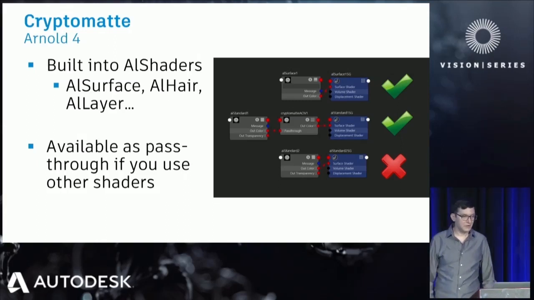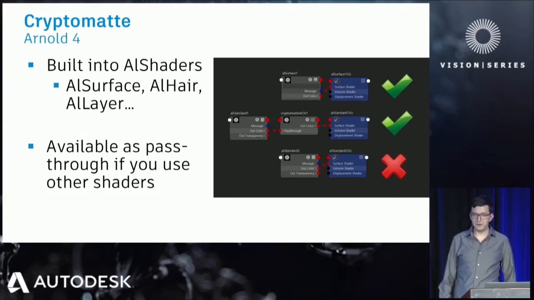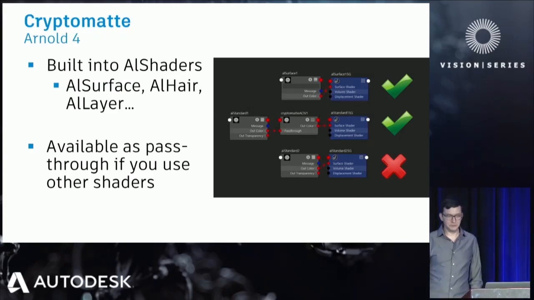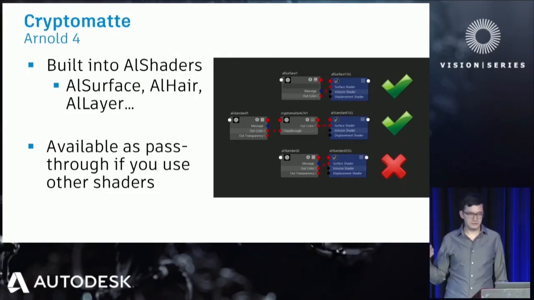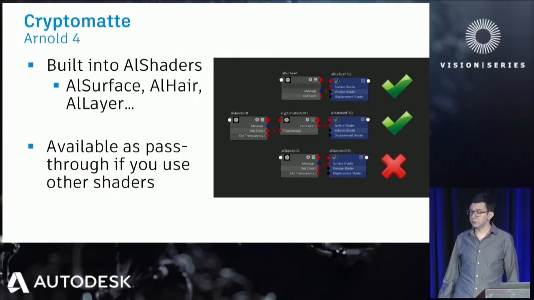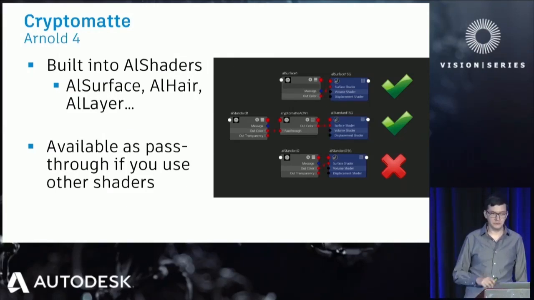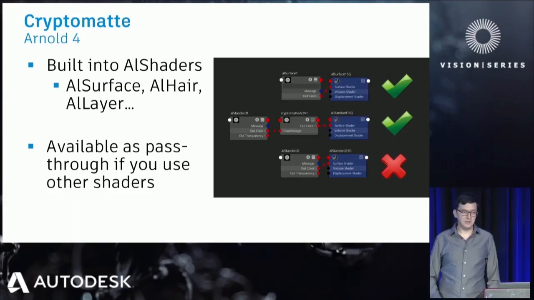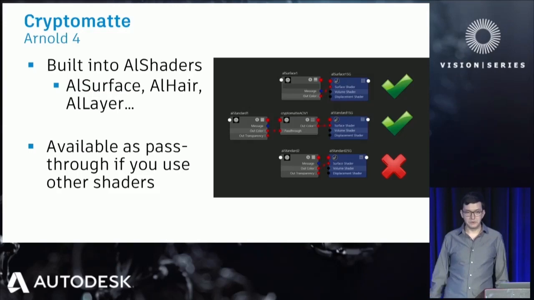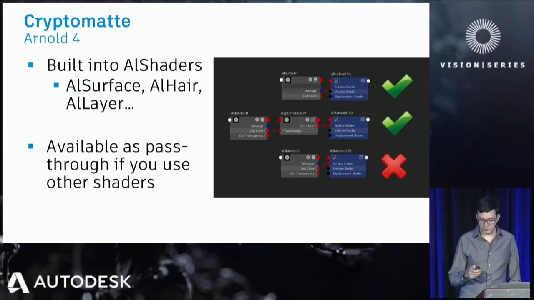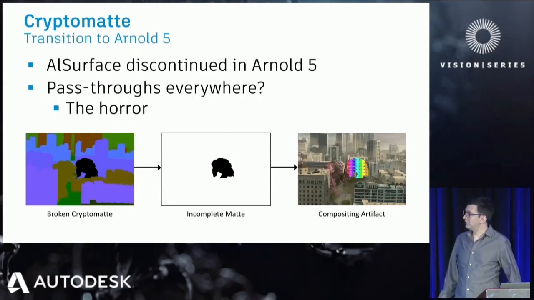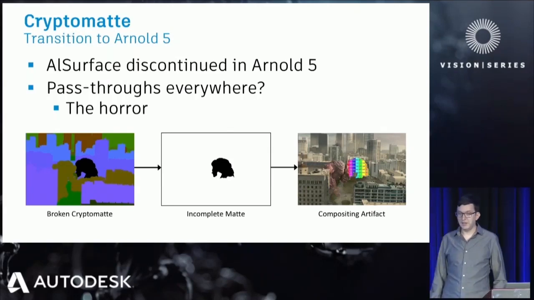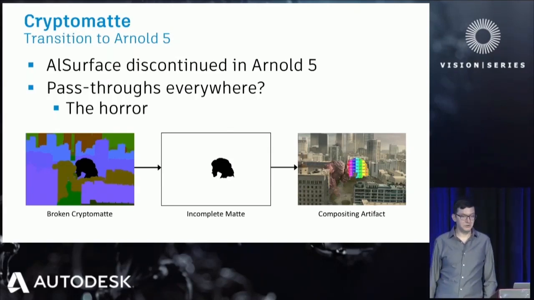And pass-through shaders are not a really great thing for a workflow because you have to remember to install them everywhere. But this was okay because, like Fred mentioned, a lot of people were using AL shaders workflows where they were just using those. And then in the exceptional cases where they had another shader in the scene, they were able to use the pass-through shader so that things would keep working. But again, as Fred mentioned, in Arnold 5, AL surface was discontinued.